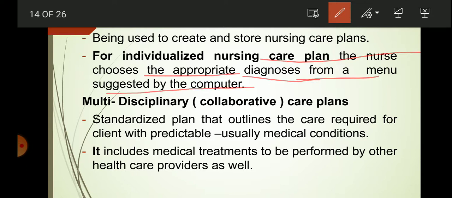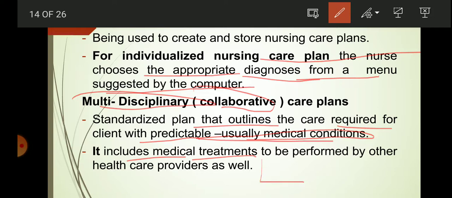There is also what we call multidisciplinary, or collaborative care plans. Collaborative care plans are a standardized plan that outlines the care required for clients with predictable or usual medical conditions. So it includes medical treatments, which primarily belong to the doctor's job description, to be performed by other healthcare providers as well. For example, your doctor's order is to refer to ortho for further management. You refer to the respiratory therapist for further management. Of course, as a nurse, you have to provide collaborative care plans, so you refer to the respiratory therapist and so forth.